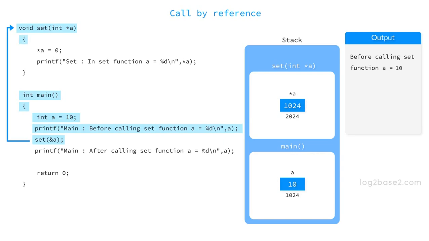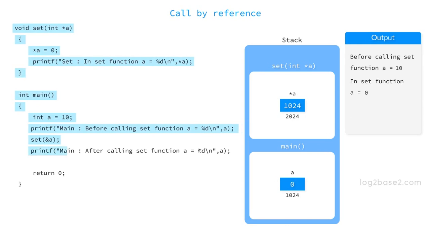Now we have star a equal to 0, that is, the value at a, the value at 1024, is set to 0. So we go to this address 1024 and set the value to 0. Now we print star a, or the value of a in function set, which is 0. Now we return to the main function and print the value of a there. Again we will get 0, because the function set had the address of this a and it directly came here and made the modification.